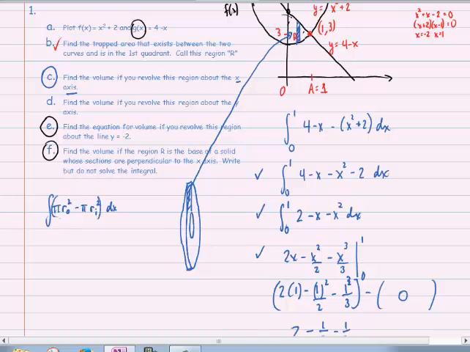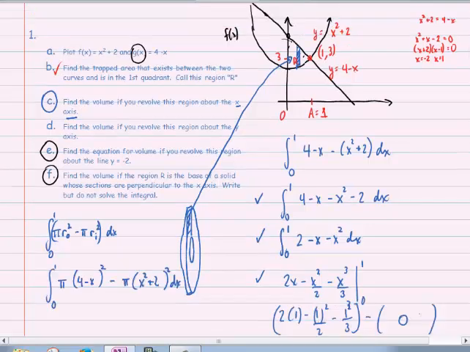So now's a good time to pause the video and try it out on your own and see if you can match up with what I get when you come back from the pause. Do you match? Well, the outer radius is to the function 4 minus x, so that would be this dimension, and the inner radius would be to the lower function, which is x squared plus 2. So as you can see here, this is the radius outer and this is the radius inner.